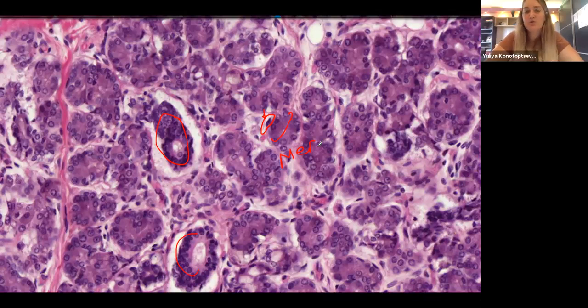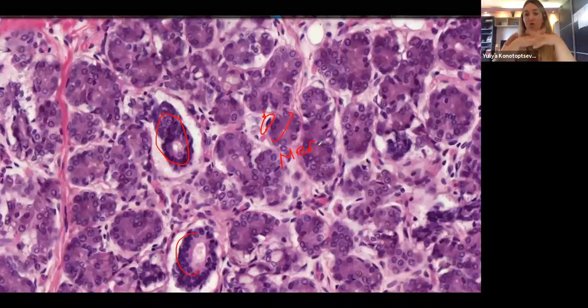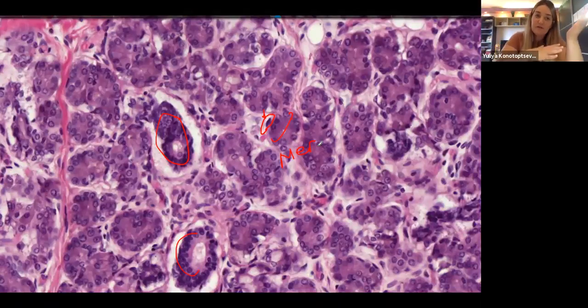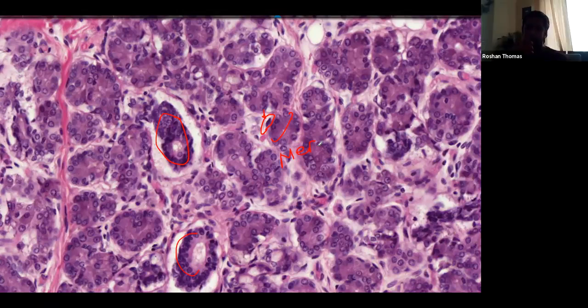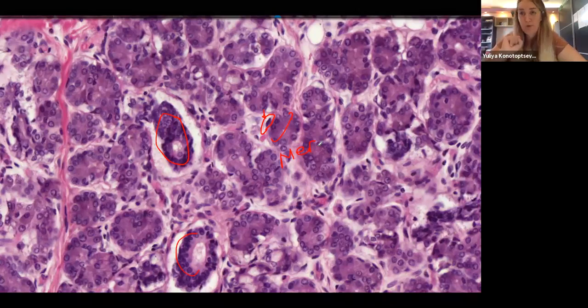Merocrine, exocytosis. Exocytosis means that you're putting a substance into a vesicle. This vesicle fuses with the plasma membrane and releases the content. What is the difference between merocrine and apocrine? Part of the cytoplasm goes with apocrine. Exactly. So part of the plasma membrane, not the cytoplasm, but plasma membrane.